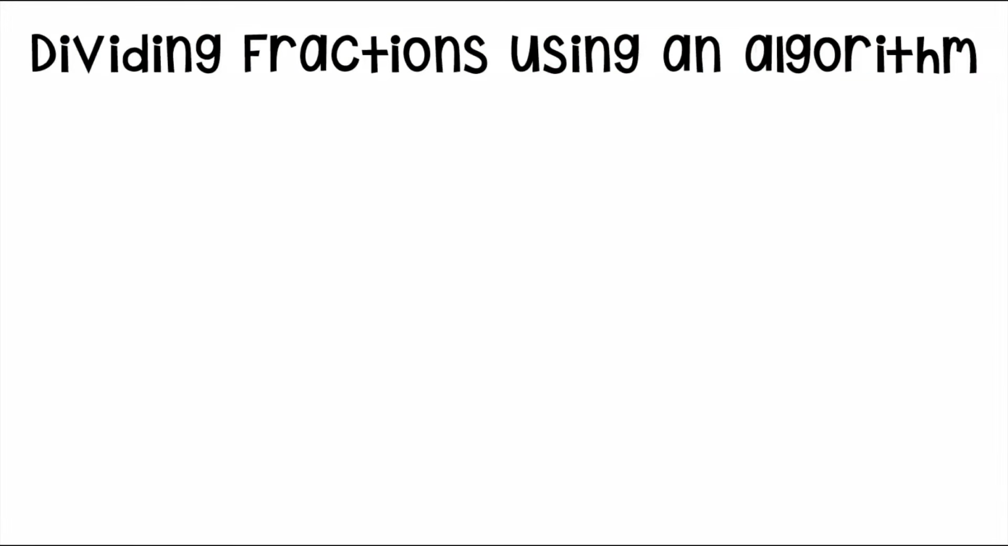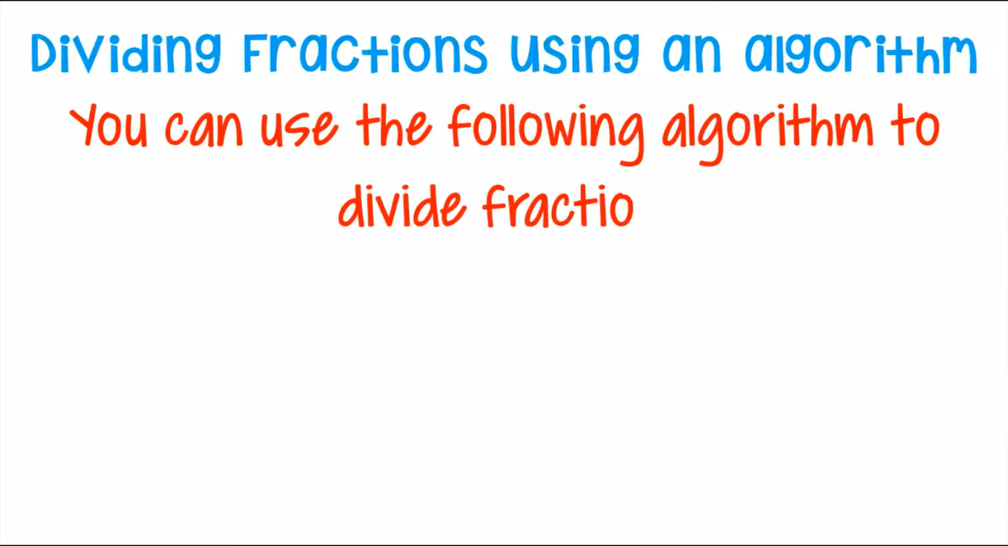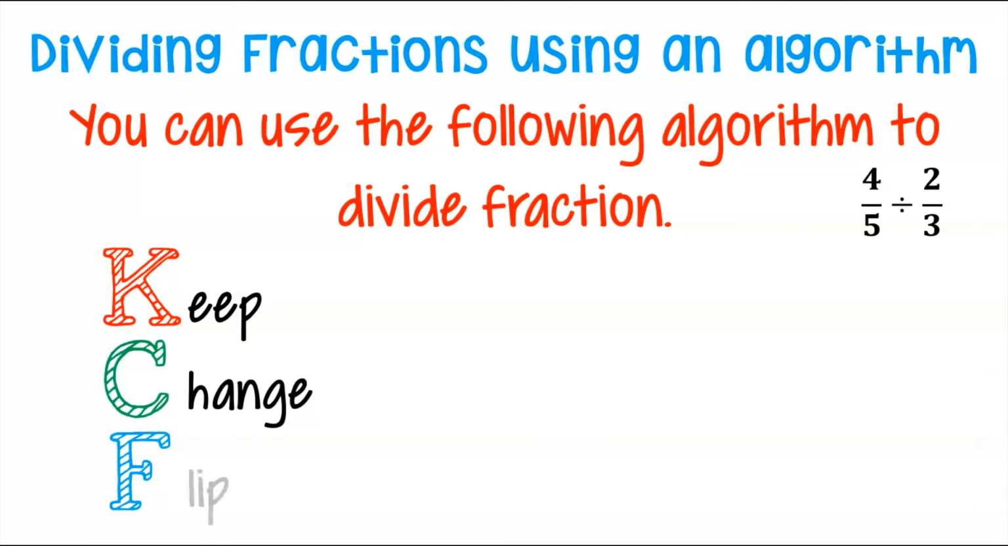Dividing fractions using an algorithm. You can use the following algorithm to divide fractions. If you're doing the example 4/5 divided by 2/3, let's take a look. K, that means a C and F. K is keep, C is change, F is flip. So let's take a look at those and look at the color coding. First, we're going to keep the first fraction. That's 4/5. It's red, just like the K in keep.